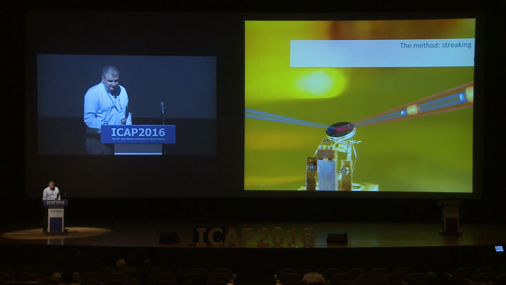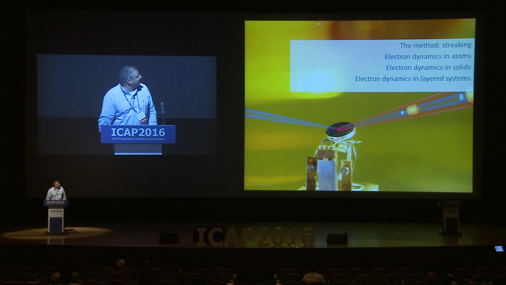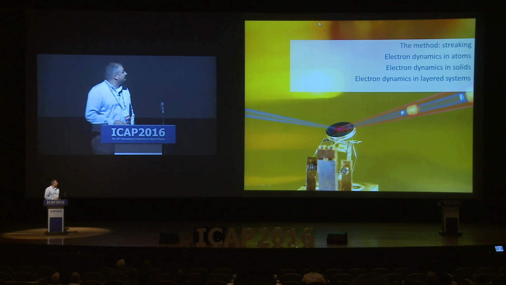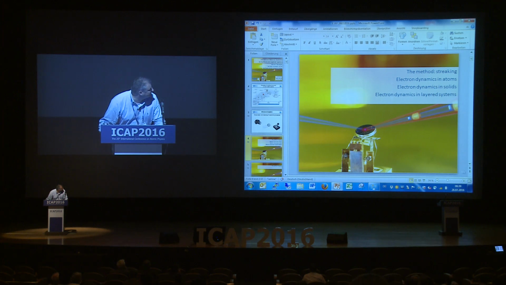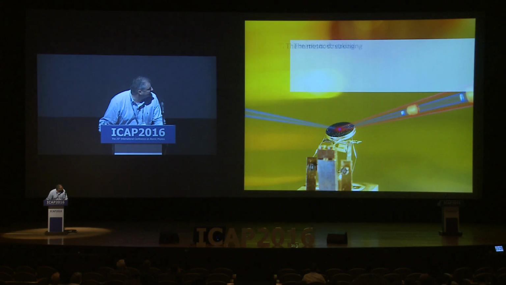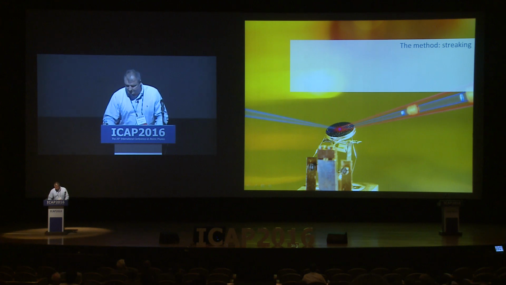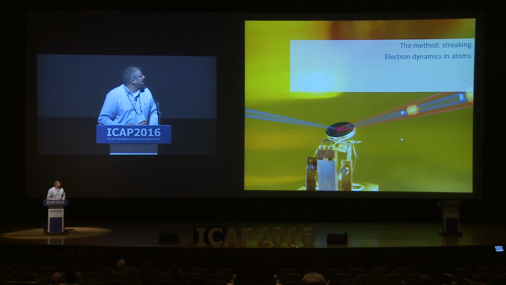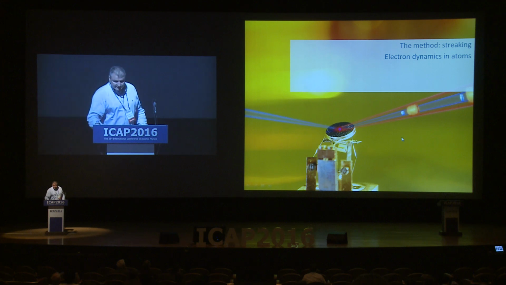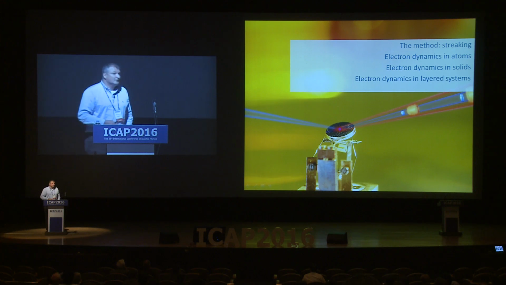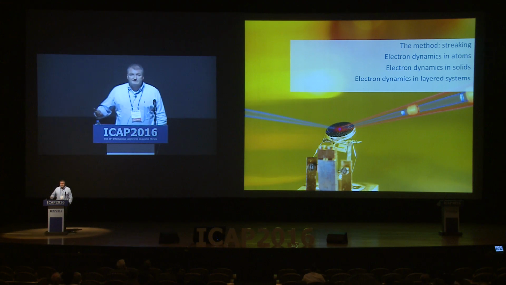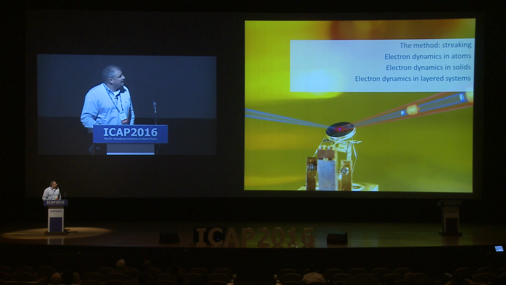especially the method that I'm using comes from AMO, atomic and molecular optics. The examples of electron dynamics in solids and layered systems will bring us into a regime where not only solid-state properties like band structure and so on play a role, but also the atomic properties.